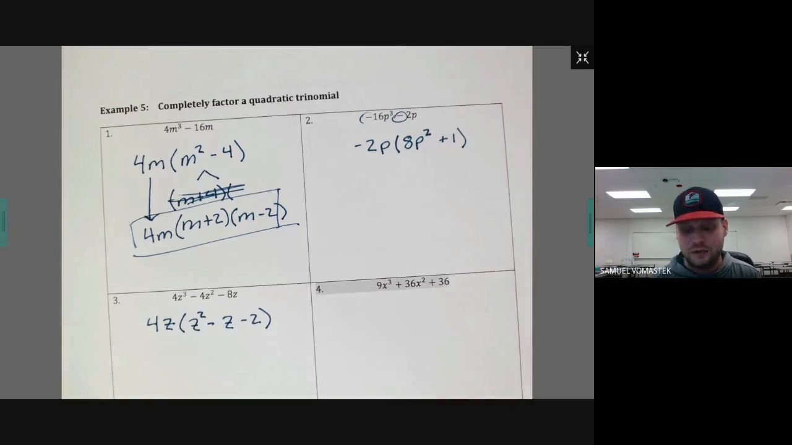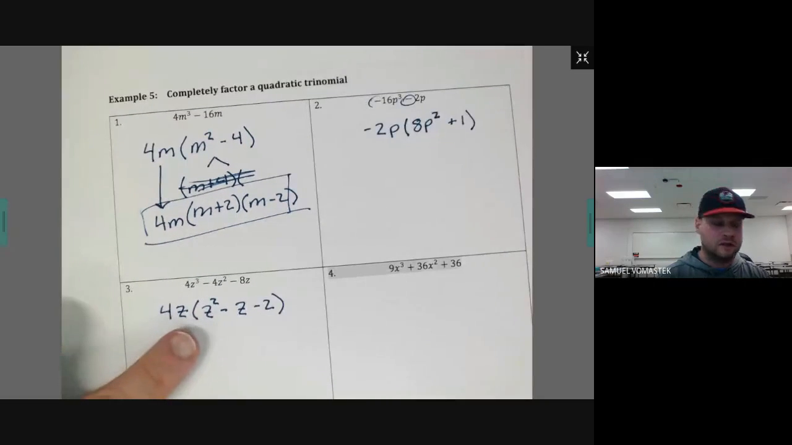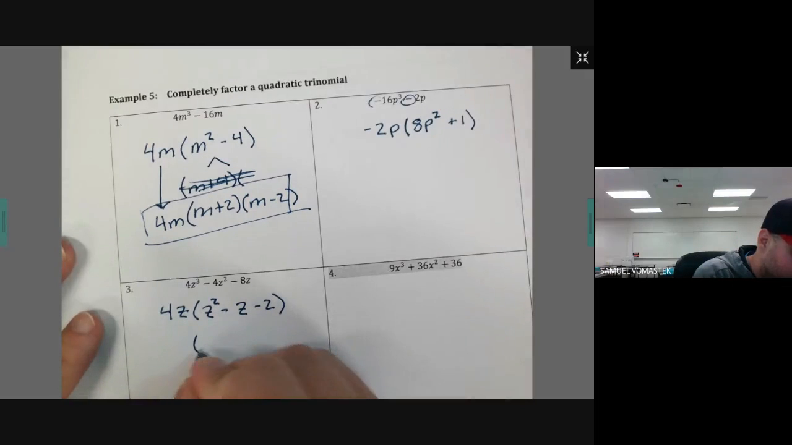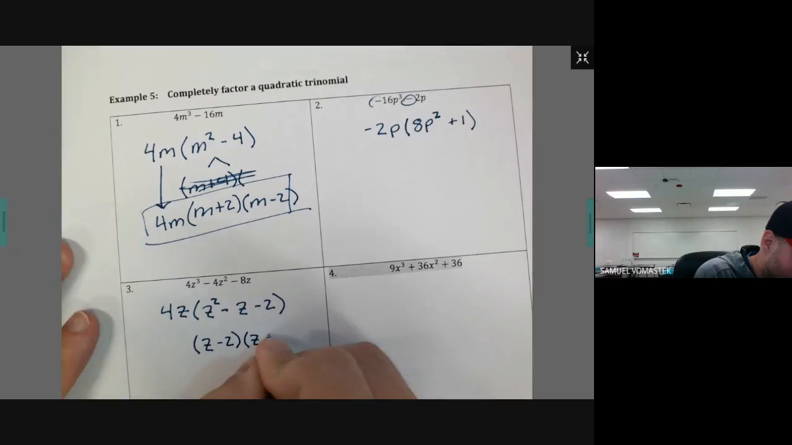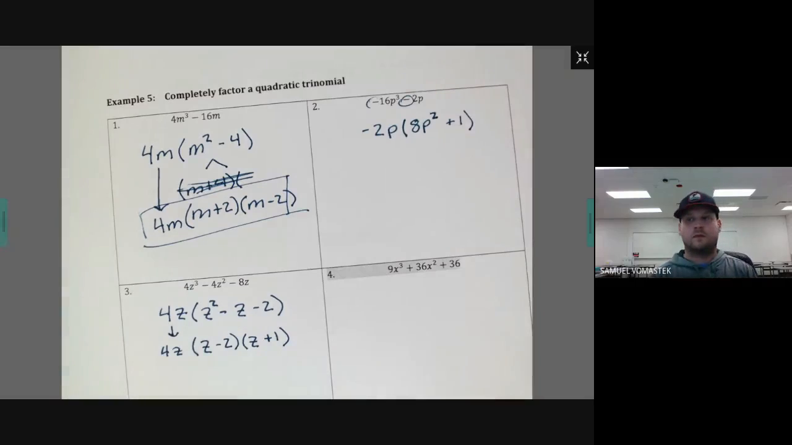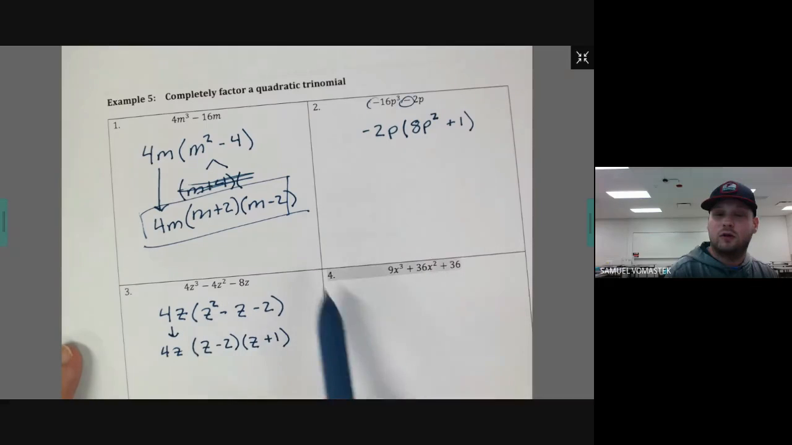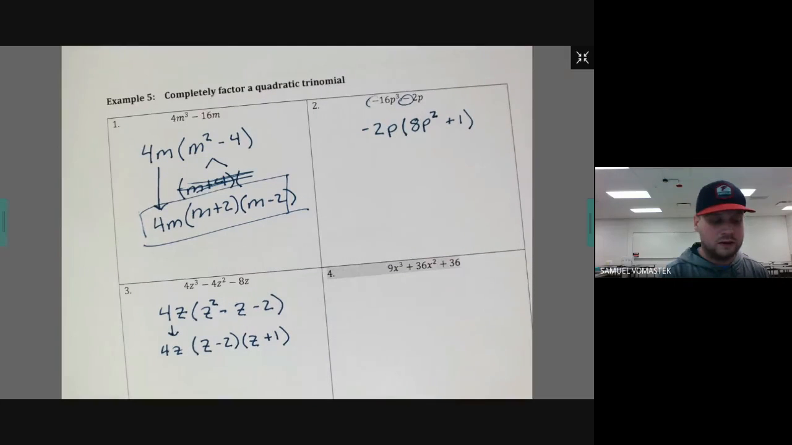Okay, and then just like we did for number 1, up here, we have to make sure we factor this down to the fullest extent. So I need to break this down into a z minus 2, z plus 1, and then drop the 4z down. Okay, just like we did for example 4, I want you to try the highlighted one on your own, and then we'll go over that solution when we go live.